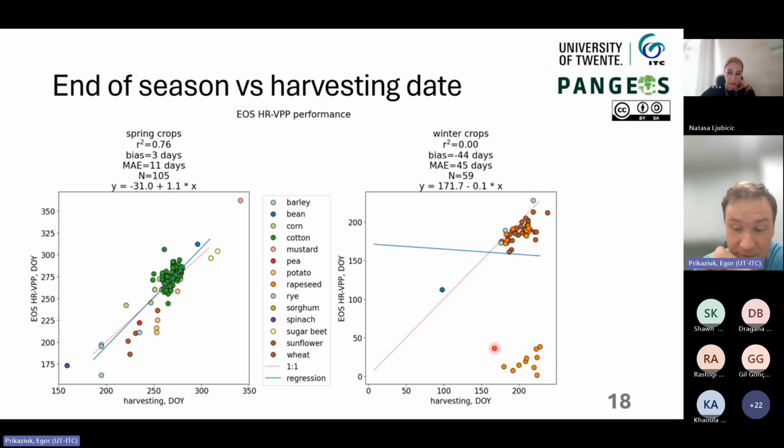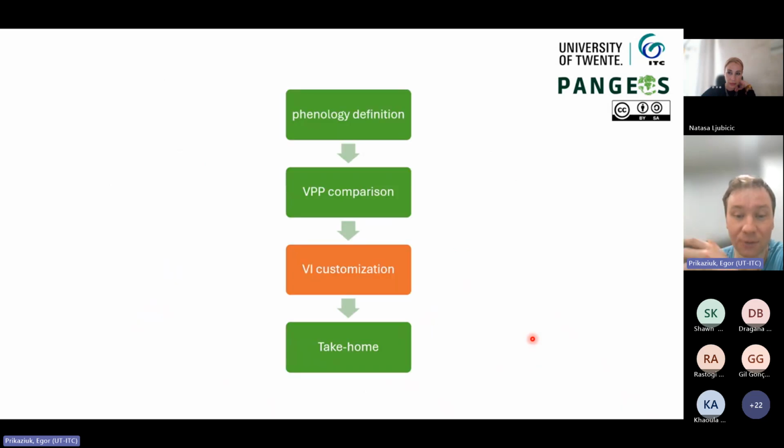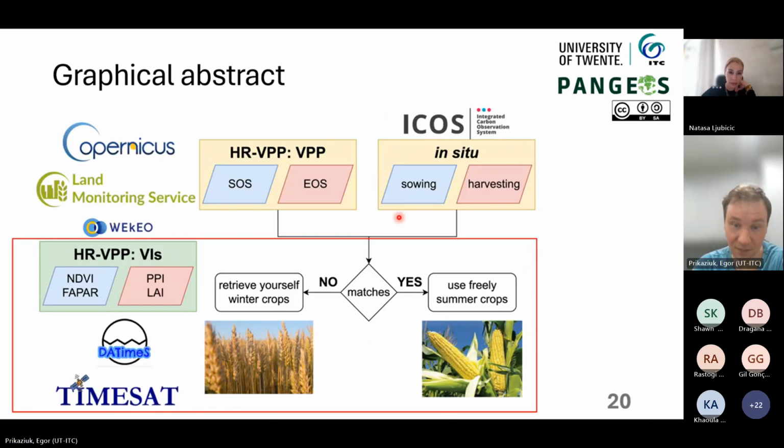So that was the first part. We saw, okay, for spring crops, HR-VPP works. How to make it work for winter crops, and why does it not work? So then we went one step backward from the final product to the vegetation indices. And the conclusion we received: if it's a summer crop, spring crop, however you call a crop that you plant in spring and harvest in autumn in Europe, it's okay to use this dataset. It works very well. If it's a winter crop, winter wheat, winter rapeseed, mostly in Europe, then you have to do something extra.